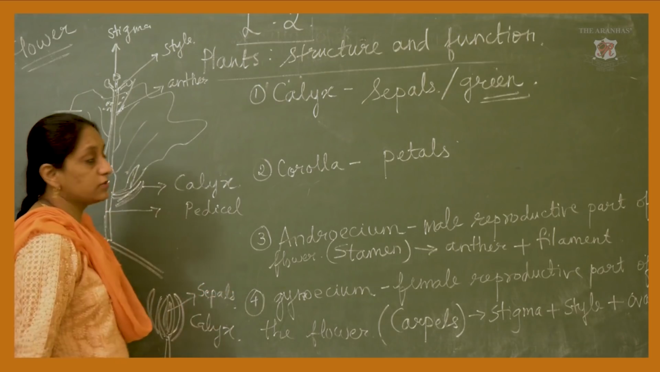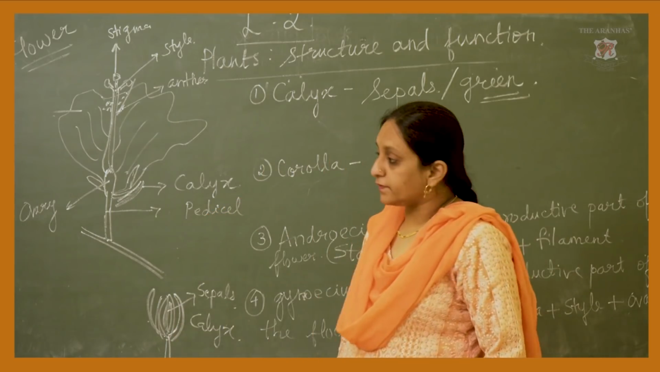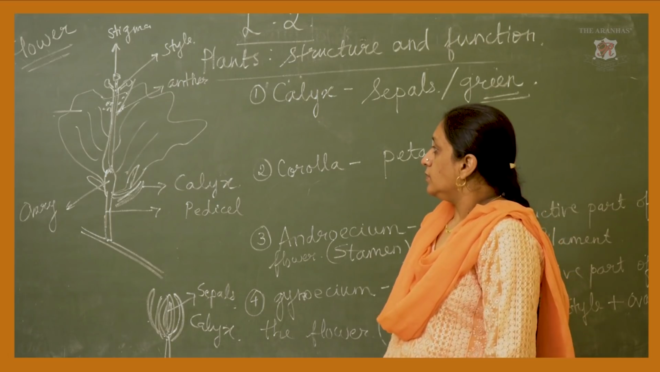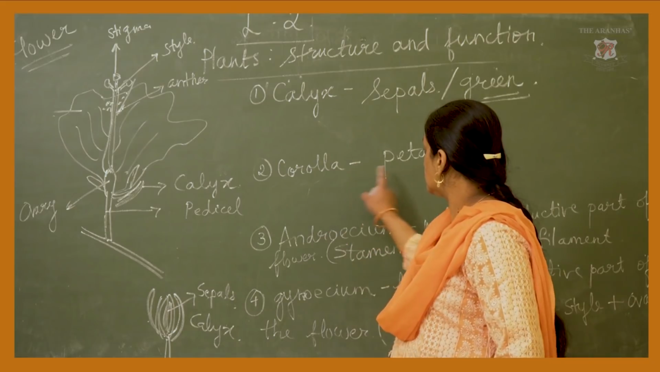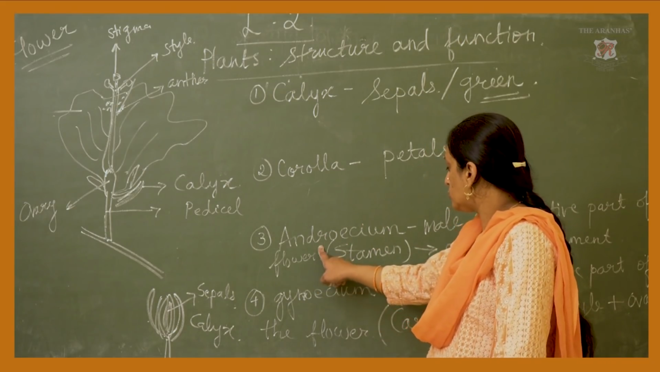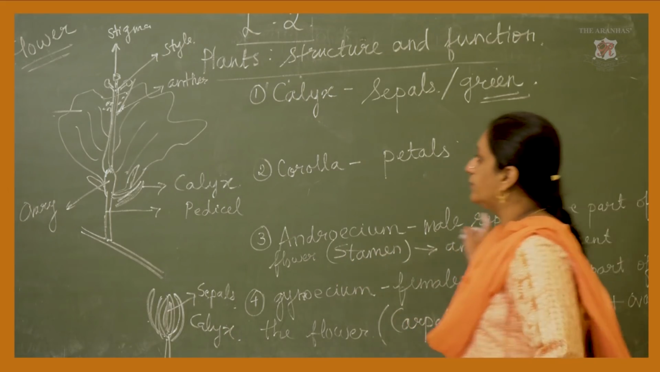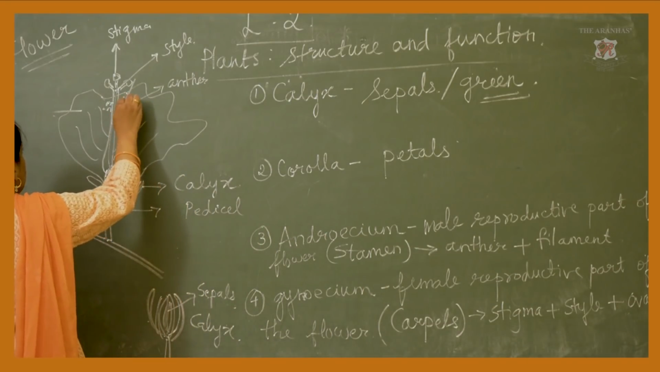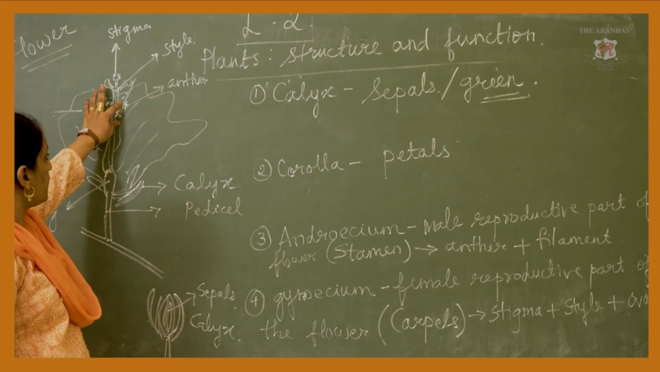Then the second part of the flower is the corolla. Corolla consists of petals. There are many. In different flowers, there are different colored petals. So, corolla consists of petals. The third part of the flower is the androecium. Androecium consists of stamens, and a stamen is made of anther and filament. This is the filament and these are the anthers. Androecium is the male reproductive part of the flower.